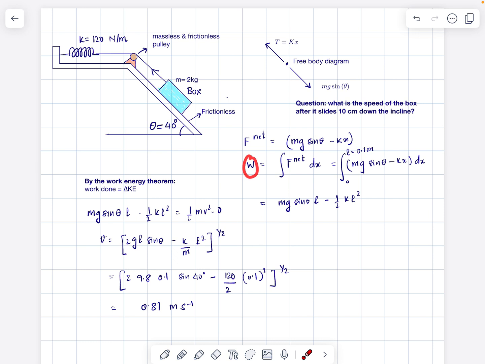To find the net work or the total work, we integrate F net times dx from the initial configuration where the block hasn't moved at all to where it has moved by 0.1 meters. So it is the integral of (mg sine theta minus kx) dx between 0 and L. If you carry through this integration, this comes to mg sine theta L minus half kL squared. Right, so that's the total work done on the box.